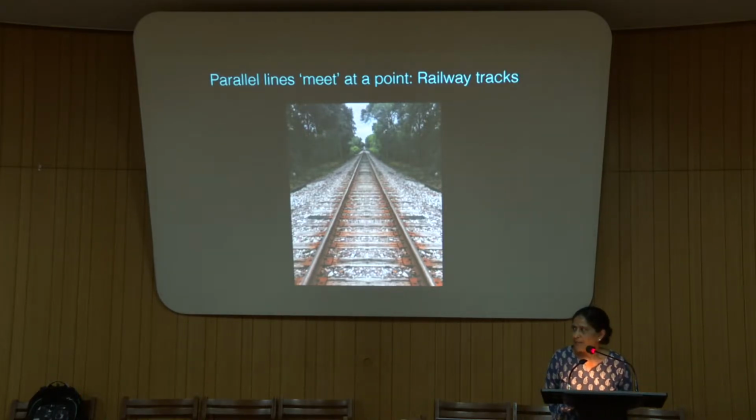But all of you, I'm sure, are familiar with a view like this, right? You have all traveled by train and you have seen railway tracks. And what are railway tracks? Railway tracks are parallel lines. But if you follow the railway tracks, you find that they appear to meet at a point on the horizon. So these are parallel lines that meet at a finite point. This is the idea that is captured in projective geometry.